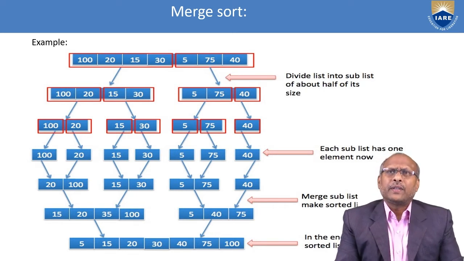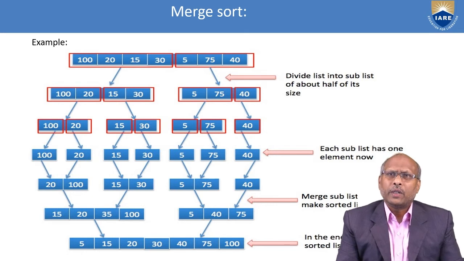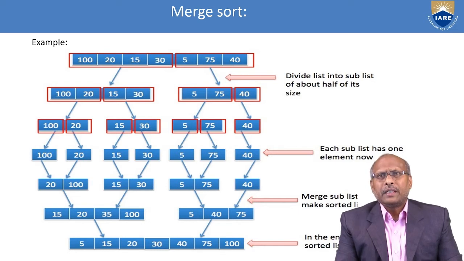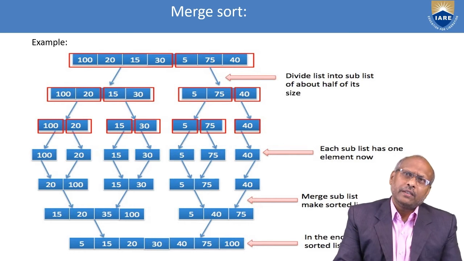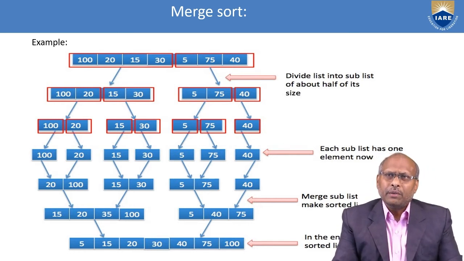First, the 100, 20, 15, 30 and 5, 75, 40. It will divide in two parts. Again, this first half, again divide in two halves. Second half, again divide in two halves. So, it will try to divide into exact halves. If there is an odd number, then one side 2, other side 1. So, one side will be more.